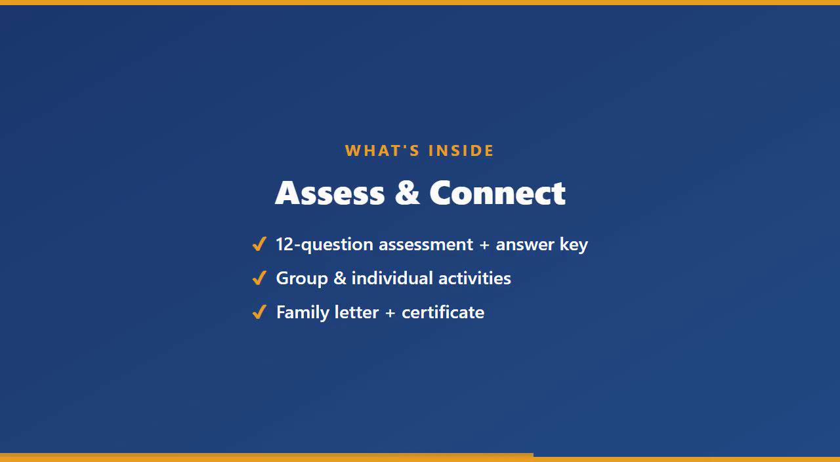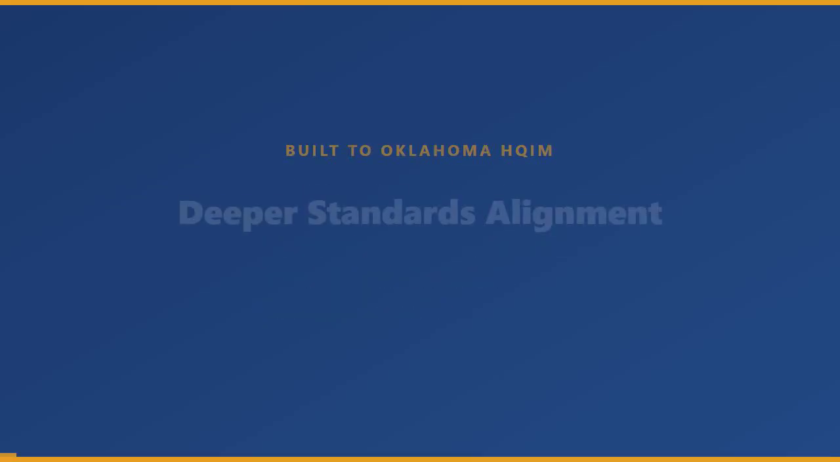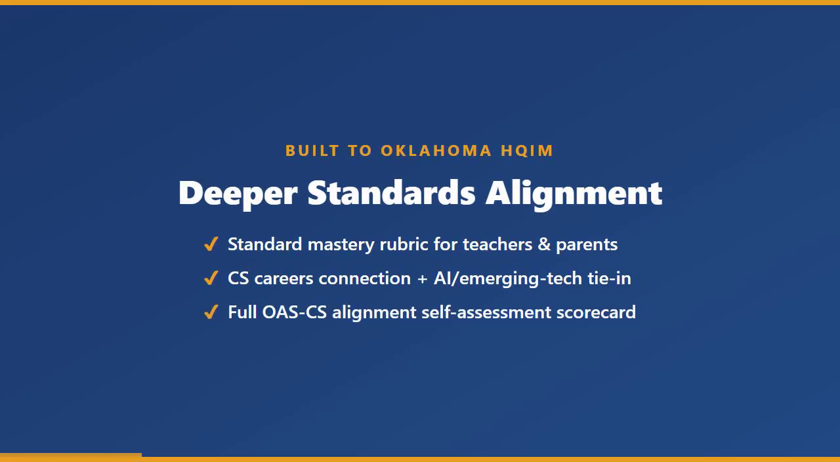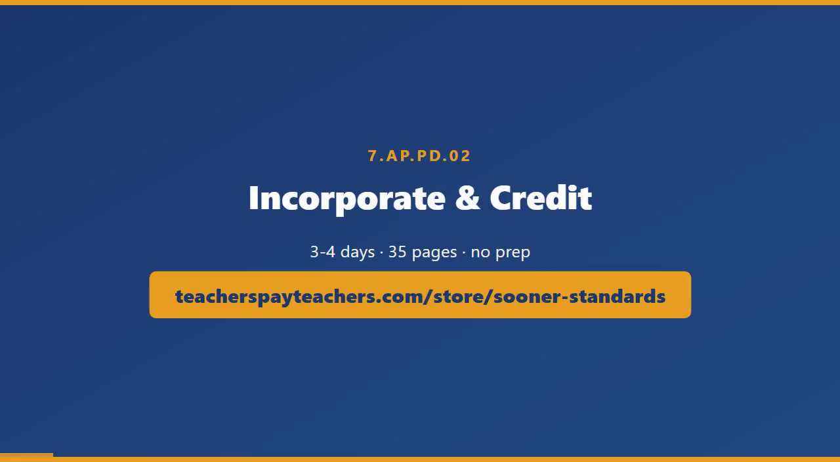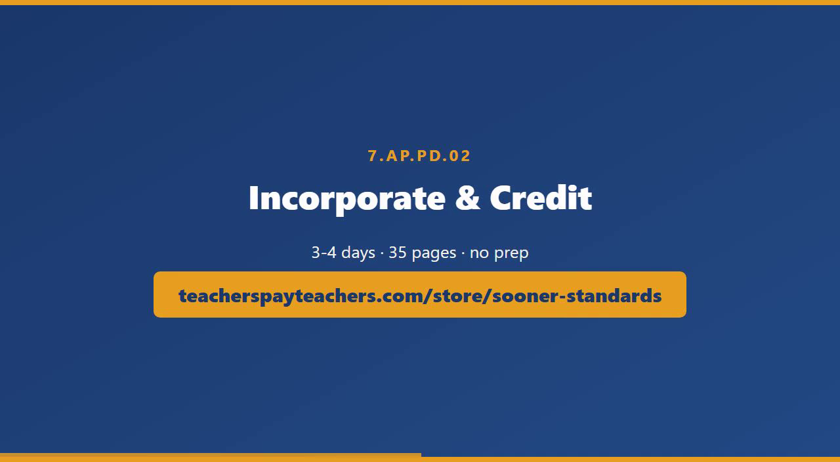a CS Careers connection, and an AI connection, all built to the Oklahoma HQIM rubric, plus a 10-question assessment with answer key, group and individual activities, vocabulary puzzles, a family letter, and a certificate of achievement. That's 3 to 4 days of no-prep HQIM-aligned instruction across 35 ready-to-print pages.